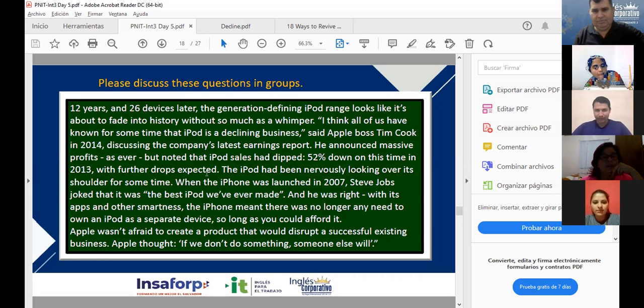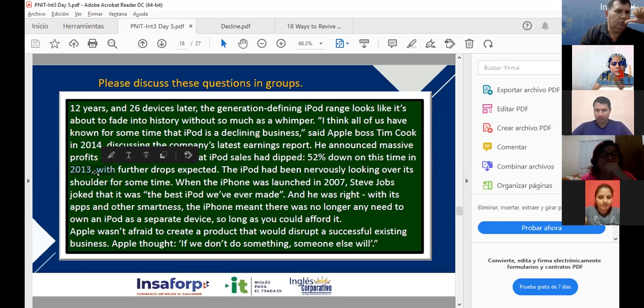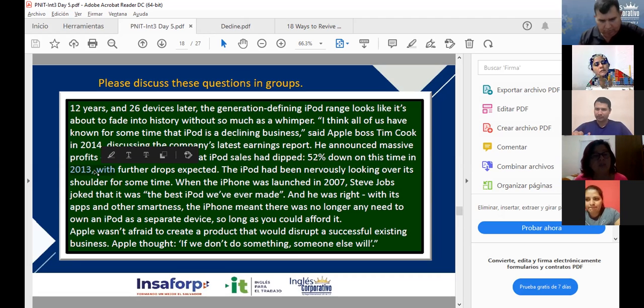Okay. When the iPhone, Steve Jobs, that it was the best iPod, what there? No, because the iPod range still generates big revenues. But here is 2007 and here is 2014 and 2013. Scroll. This meant there was no longer any need to own an iPod as a separate device, so long as you could afford it.